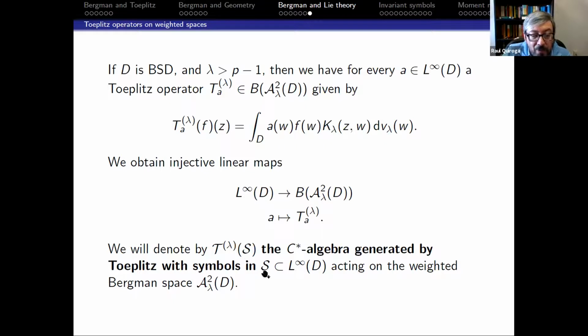And the main object I want to consider here are the C-star algebras generated by families of symbols that are essentially bounded. I'm going to denote it like this: T lambda of S, acting on A2 lambda, where S is the collection of symbols. For the same set of symbols, I have a bunch of C-star algebras.